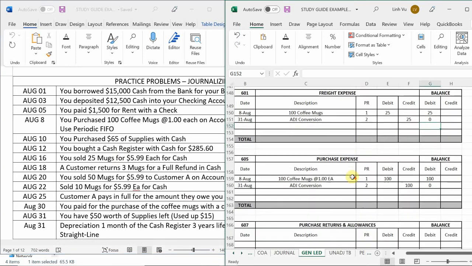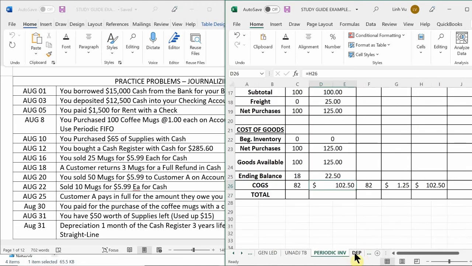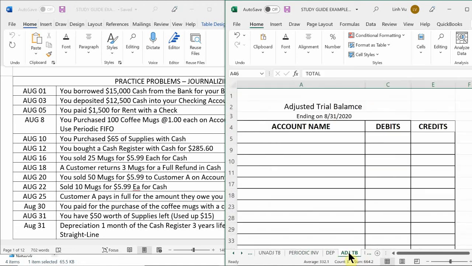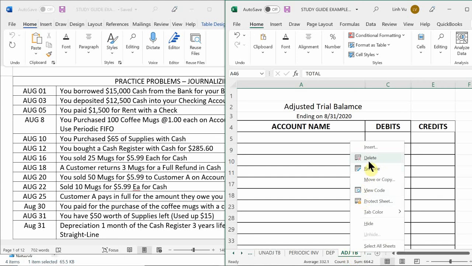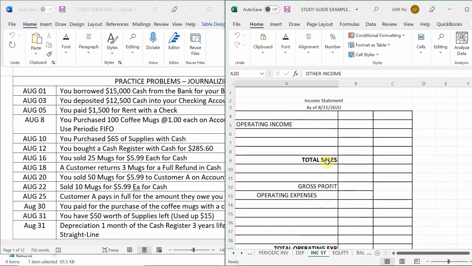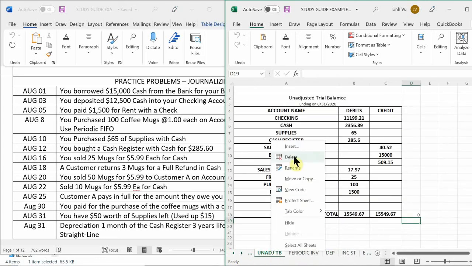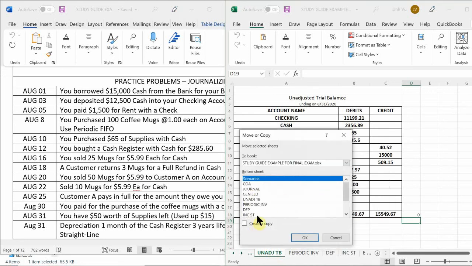So now you need to go ahead and do the adjusted trial balance, okay? So here it is, the adjusted trial balance. Your option, what you want to do. In this case, I'm going to go ahead and make a copy of my unadjusted trial balance so then I can quickly convert the information over easily. Okay, so move or make a copy. We're going to make a copy and we're going to put this right above the income statement.